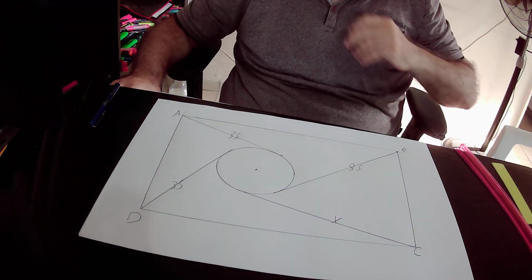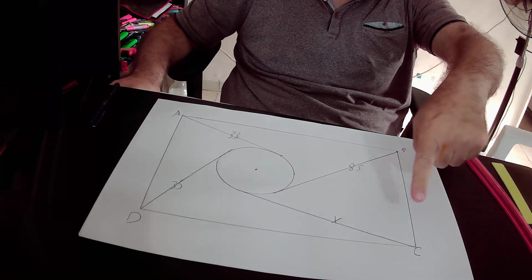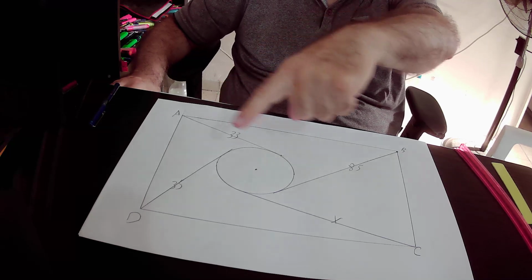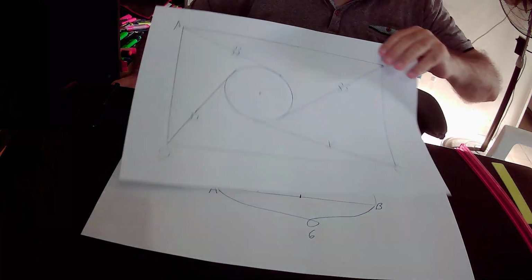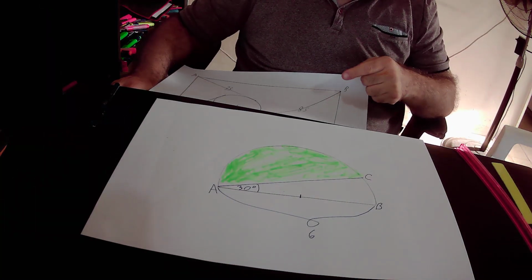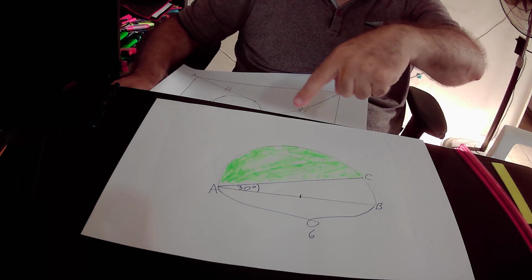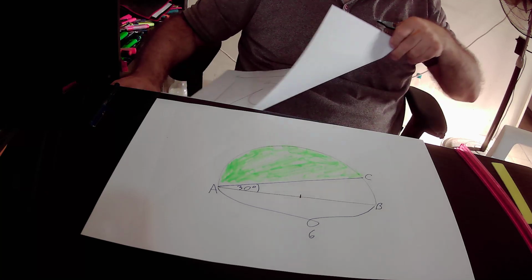Hello, in this lecture I will answer two questions. In the first question, we find out the value of line segment X that is inside a rectangle. In the second question, we find out the value of the green area that is inside a semicircle. So we start with the first question.